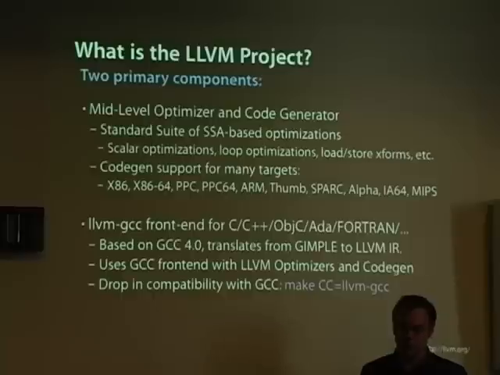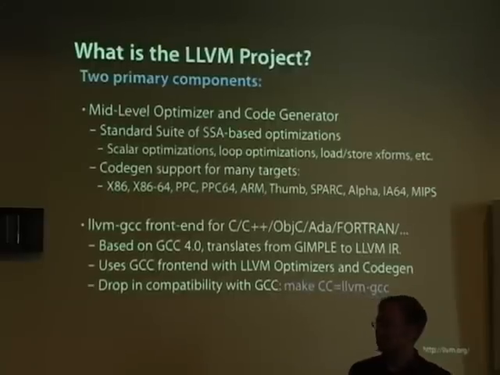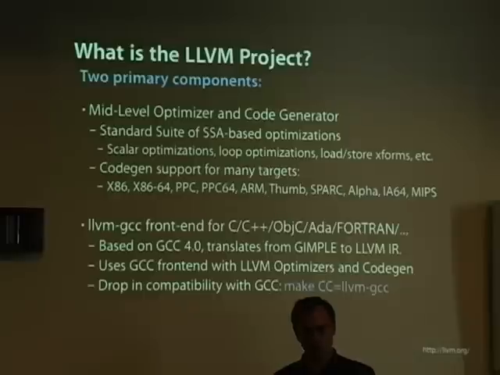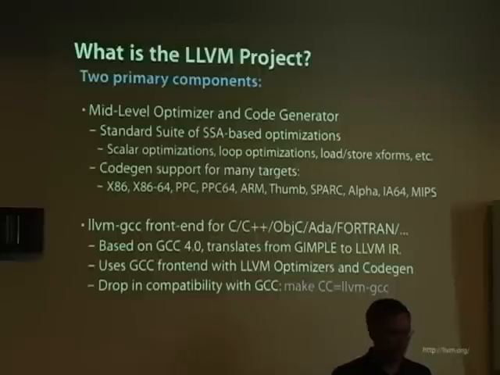The front end is based on GCC, so it's the GCC 4.0 front end. The way that we compile code is that when the front end parses and converts the trees to GIMPLE, we then take the GIMPLE and turn it into LLVM IR. From that point, we use the LLVM optimizations and the LLVM code generator, and that's basically how it works. If you're to build a C compiler, that's a pretty good way to go.